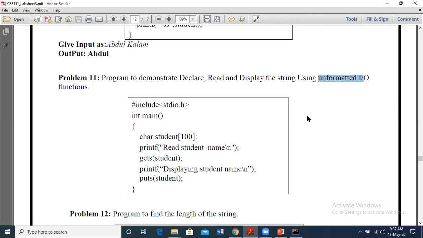So these are defined. There, gets is a keyword. Once the compiler sees it, it understands that gets is used to take input for the string named student. Here we are declaring the student string and taking input using gets. We give a statement, read student name, for the user to enter the name, and we take input using the unformatted input function, that is gets. Next, we are printing that same input. So what should be the output for this input, Abdul Kalam?